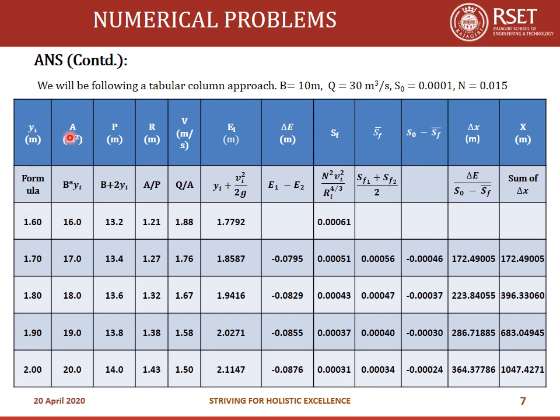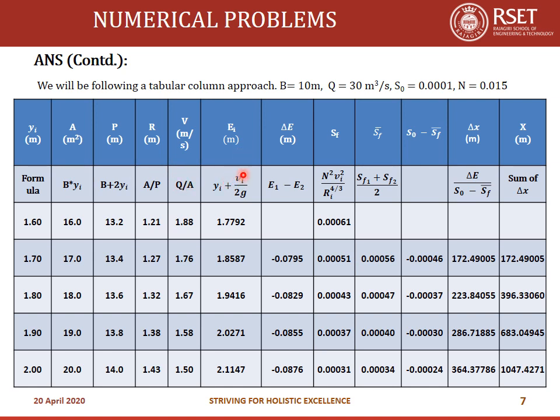Now the next column stands for the area corresponding to y. It's a rectangular channel, so area would be width into depth, b into y. Wetted perimeter would be b plus 2 times y. Hydraulic mean depth would be area by wetted perimeter. Velocity would be given by q divided by area. Q is known to us, area has been computed, so q by area.